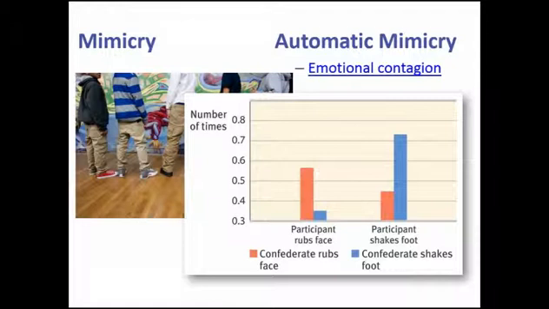On the left hand side it's the confederate rubs the face, and then whether the participant does it too. On the right hand side in the red bar we have when the confederate rubbed their face, and on the right side is whether the participant actually shook their foot. The blue columns are the times when the confederate shook their foot, and then we have the participant rubbing their face or the participant shaking their foot. What you see is that when the confederate rubs their face, the participant's much more likely to rub their face. When the confederate shakes their foot, the participant's much more likely to shake their foot.